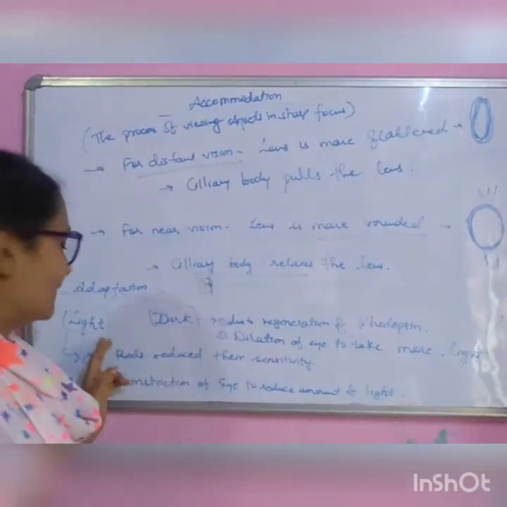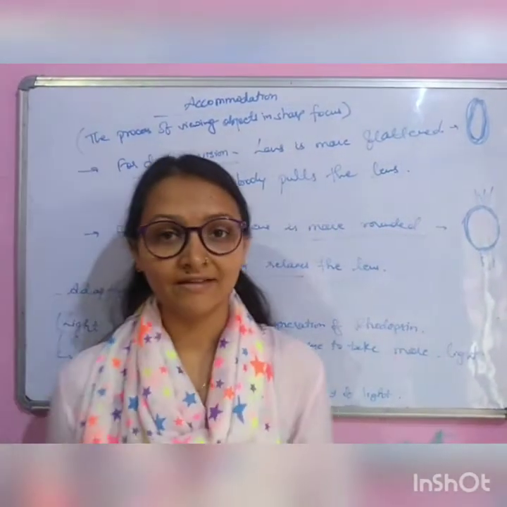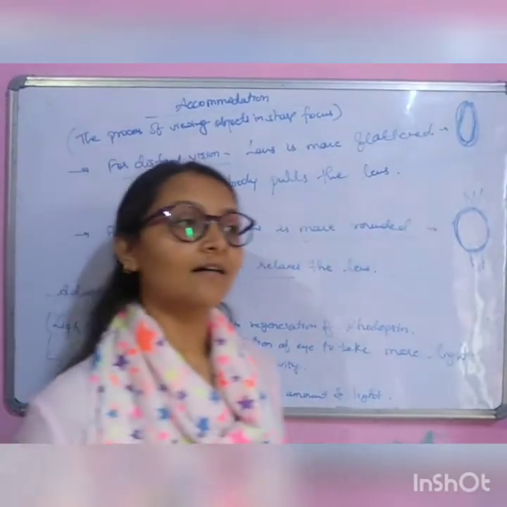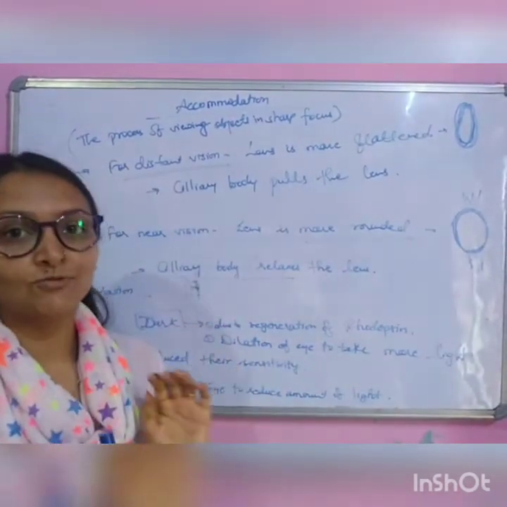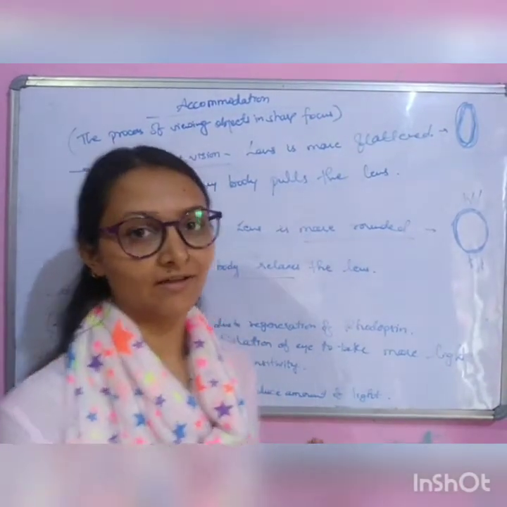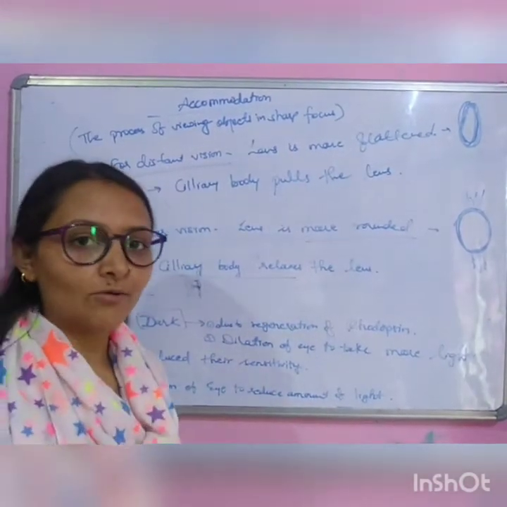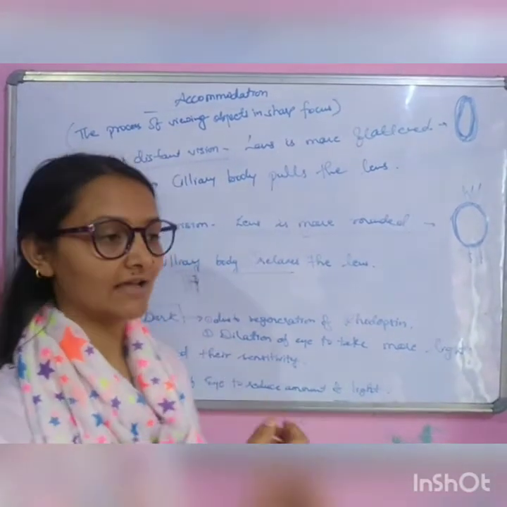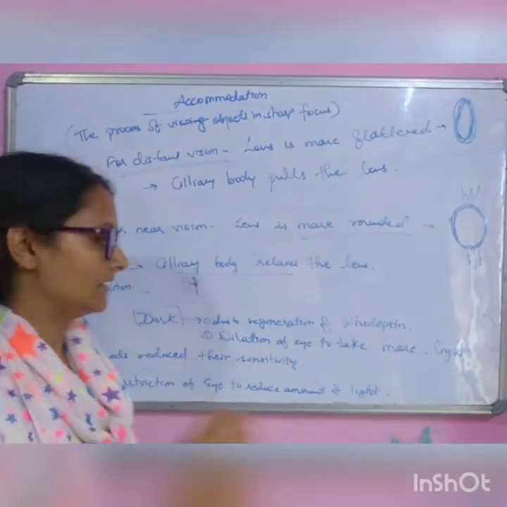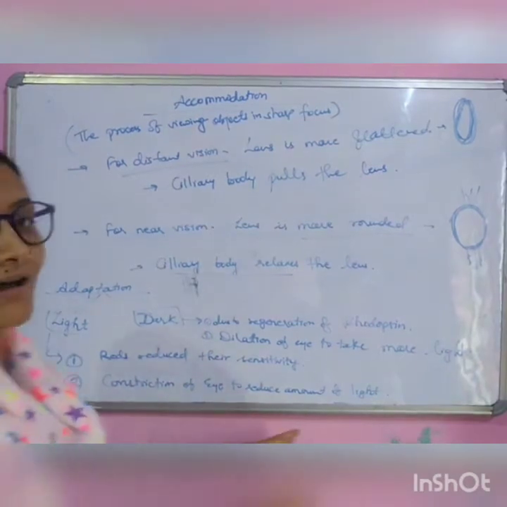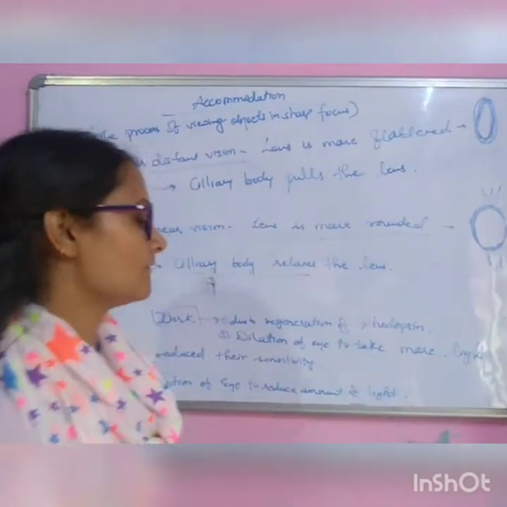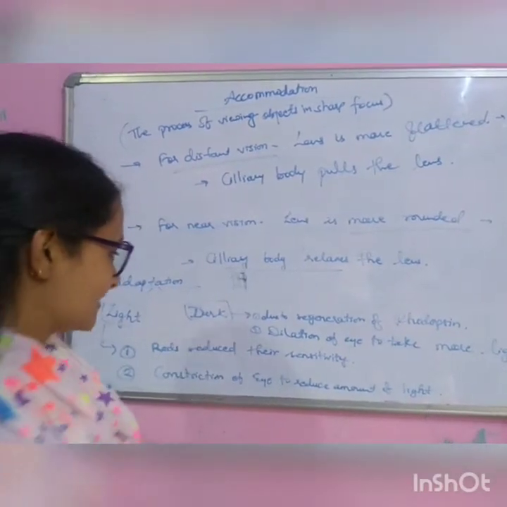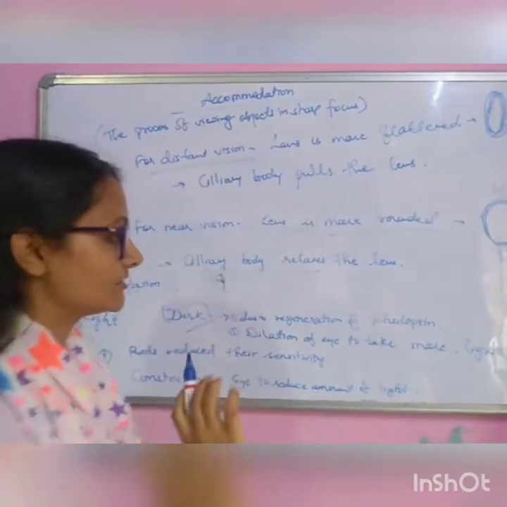And another one is light adaptation. When we suddenly go into a very bright light, we are not able to see the outside objects. Why? So much light enters our eye that it can cause damage. That's why we close our eyes, or constrict our eyes, so that less light can enter.